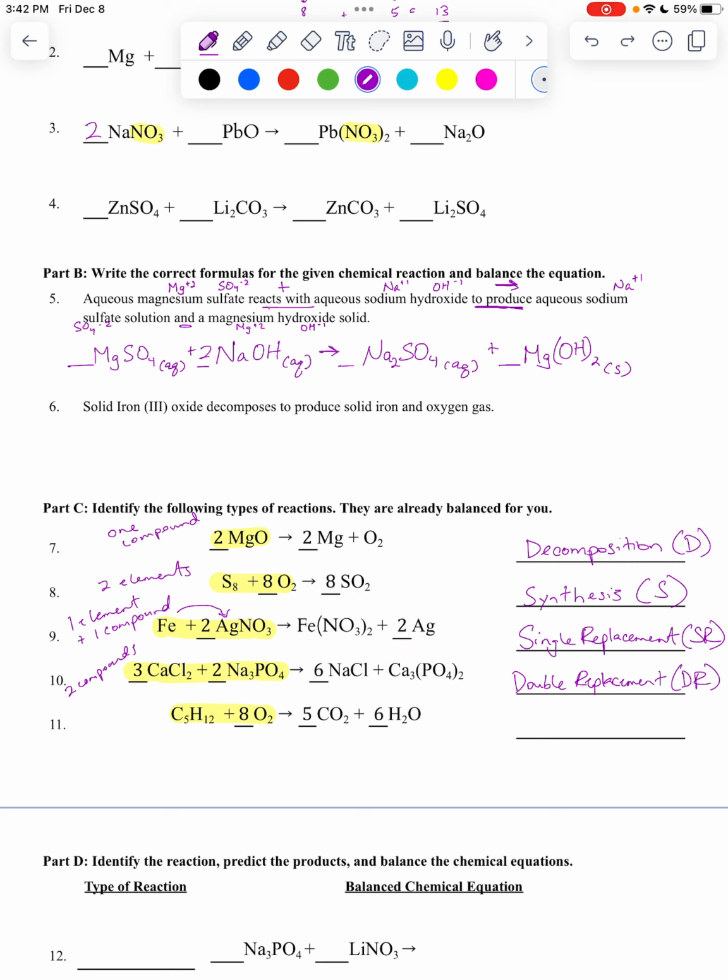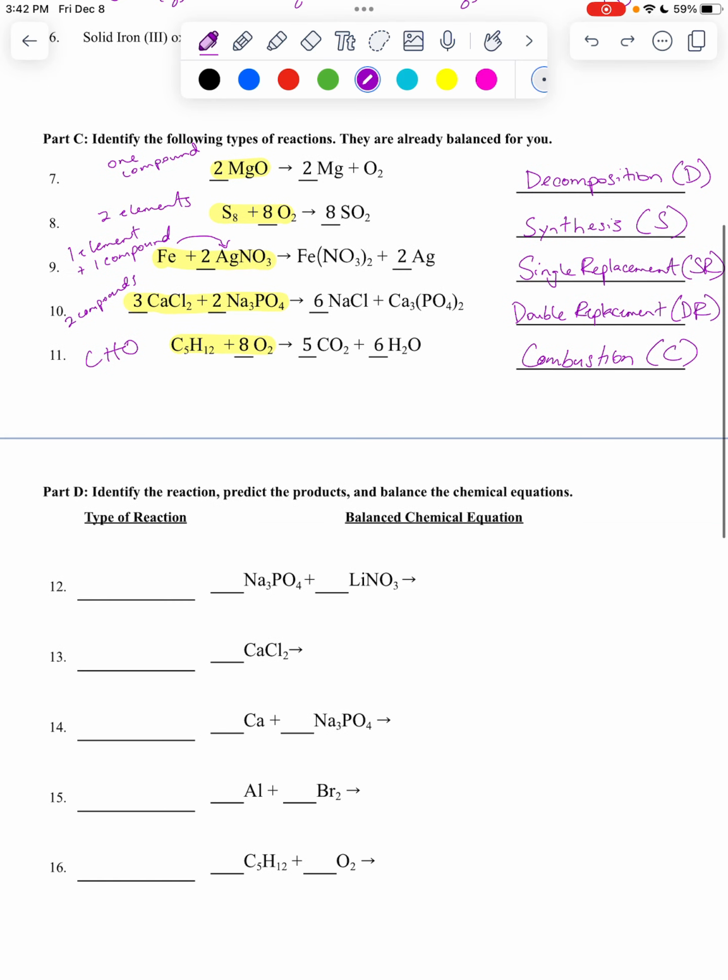All right, then last but not least, of course, here we have one element and one compound as well, but the difference between 9 and 11 is that the element and compound that we are using are all CHO. And if that's the case, this is automatically combustion. And combustion reactions always produce these two products, CO2 and H2O, always. All right, so then we go down here.